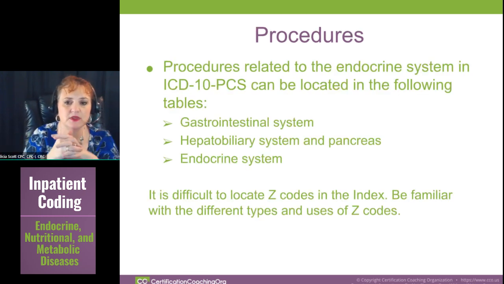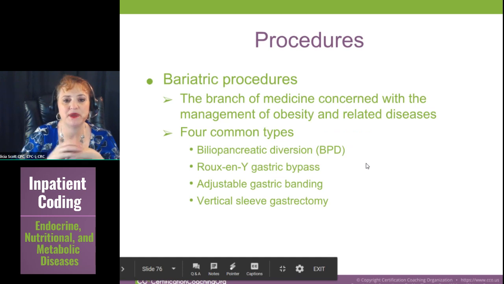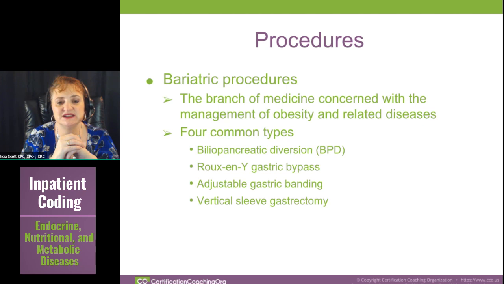Our PCS codes, we're going to look in the gastrointestinal system, the hepatobiliary system, and pancreas, which will be the liver and the pancreas. Endocrine system, those are the body systems that we'll be looking at as procedures to work on with the diseases we talked about today. There are also bariatric procedures that we might be doing. This is usually dealing with obesity or diseases related to obesity.